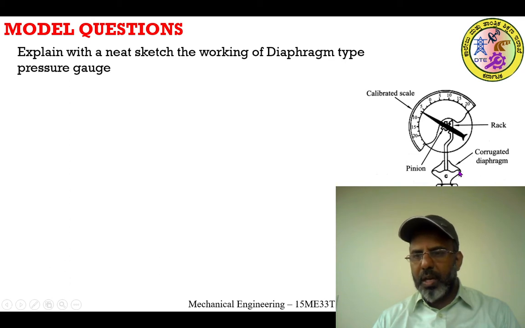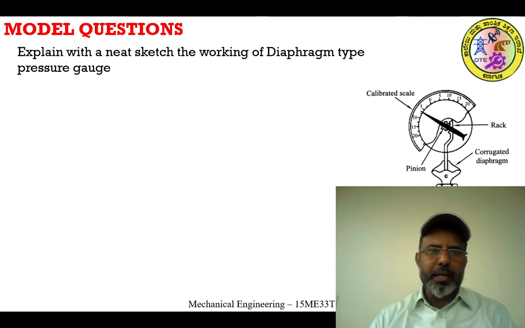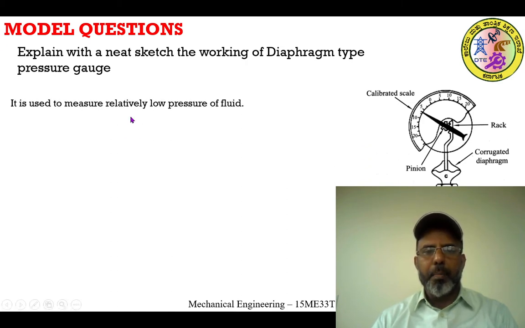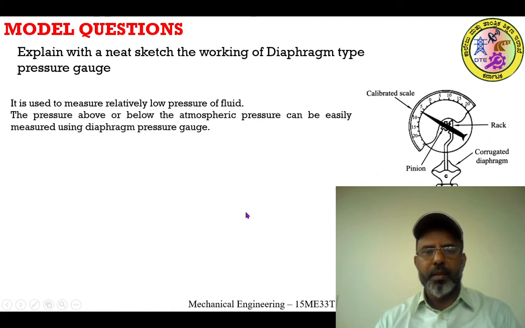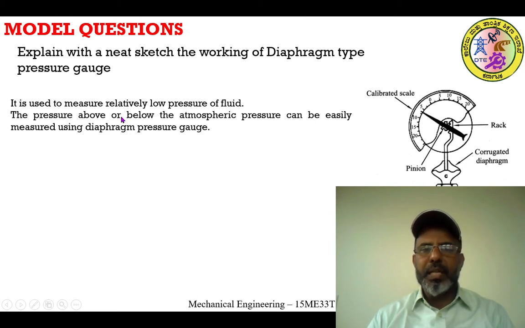This is the corrugated diaphragm, this is the rack, this is the pinion, this is the pointer, and this is the calibrated scale. This sketch carries 2 or 3 marks. Now, to explain, as usual, you should write the purpose of this diaphragm type pressure gauge. As we know, it is generally employed for measuring relatively low pressure of fluid, and it can measure pressure above or below the atmospheric pressure.